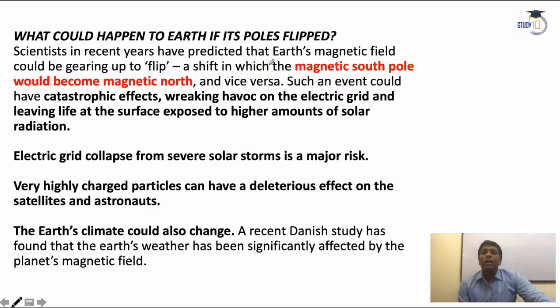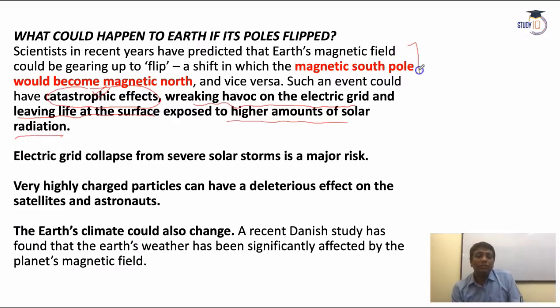Let us go on. Now the question is, what will happen if the Earth's poles flip? Okay, the poles are going to shift, so what about the changes? What type of problems are possible? Here is the one point you should know, guys: such an event could have a catastrophic effect. If this happens, it will create a lot of dangerous effects, wreaking havoc on the electric grids and exposing life on the surface of the Earth to a higher amount of solar radiation. Definitely, guys, these problems will increase.